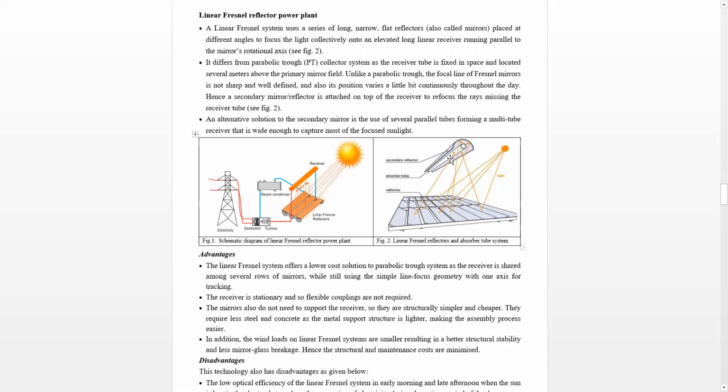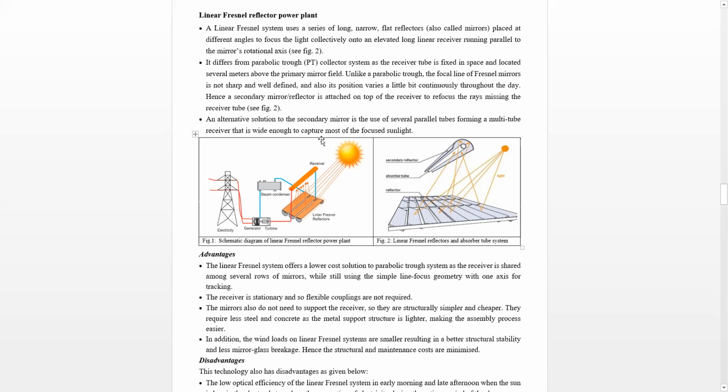So this is the receiver, and this is also linear, right, and parallel to the mirrors' rotational axis. So if we assume this combination of reflectors forms a continuous part of a cylinder, then this receiver is placed at the focal line or rotation axis of this part of the cylinder, right?